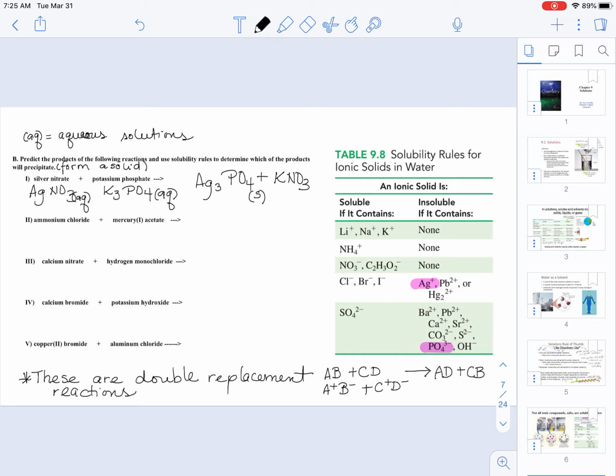When it comes to potassium nitrate, ionic solids that contain nitrate are always soluble. And as you can see, there's no exceptions. So nothing that is paired with nitrate can be insoluble. So that means that in this case, potassium nitrate is aqueous. Now, the rest of the answers for the worksheet, I'm going to be posting on Canvas. So understand that you can verify all the problems that you're doing on Canvas.